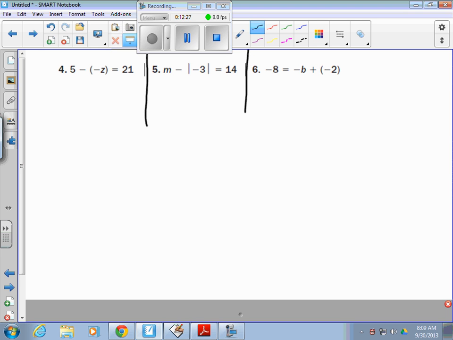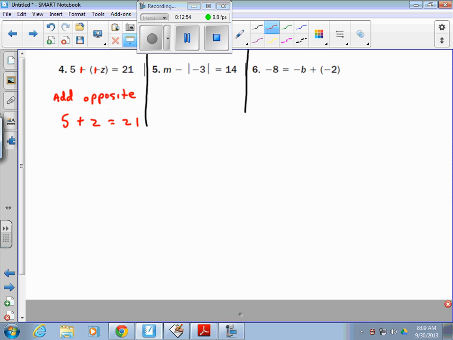Undo minus a negative z. I think I read it as x a second ago. But minus a negative means plus a positive. Add them up. That gives you 5 plus z, see, notice we changed it, equals 21. Anytime you change something, it's a solution step. So since we created a solution step, we're going to say we add the opposite to justify it.